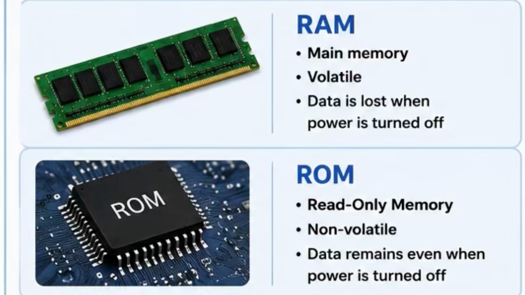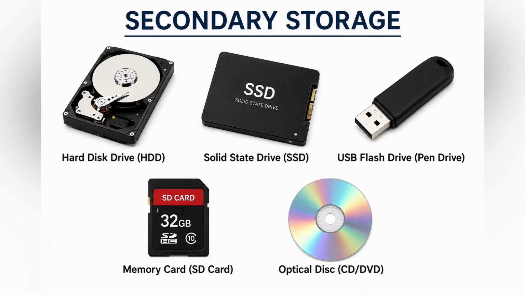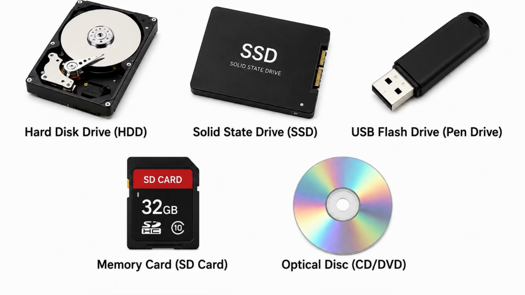Think of RAM as your working desk. When you are doing an assignment, you place the materials you are currently using on the desk so they are easy to reach. Secondary storage, on the other hand, includes devices such as hard disk drives, SSDs, USB flash drives, and memory cards. These devices are used for long-term storage and can hold large amounts of data. Think of secondary storage as a filing cabinet where you keep documents safely for future use. The good thing about secondary storage is that your data remains available even after the computer has been switched off.